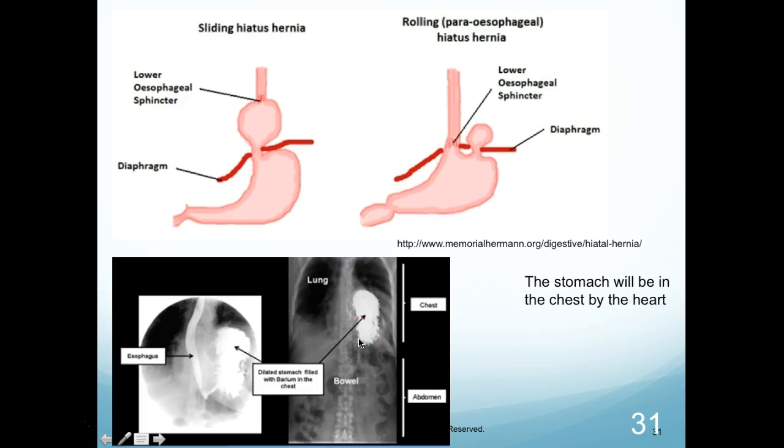So here's a picture. You can see how this stomach is up into the chest. It's very odd when you take an x-ray and you can see the gastric contents where the patient's heart is supposed to be. It throws you off every time. Then you start the upper GI and the barium is in their chest. Very common, actually. I've seen it quite a bit.